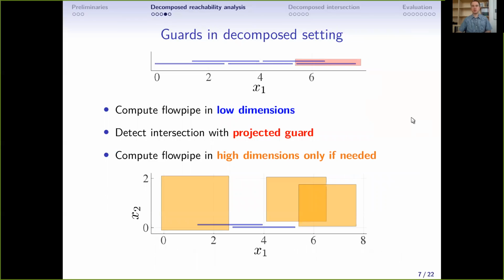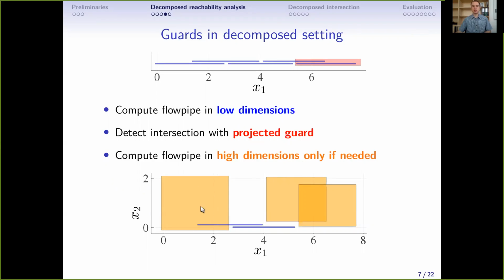So here's the algorithm in 3 items. So first you compute the flow pipe in low dimensions using the existing algorithm. Then you detect whether there's an intersection with the projected guard as well in low dimensions. And finally, if you found an intersection, then you have to compute the high dimensional intersection. Because as I said, we need a high dimensional input for the next location after the transition.